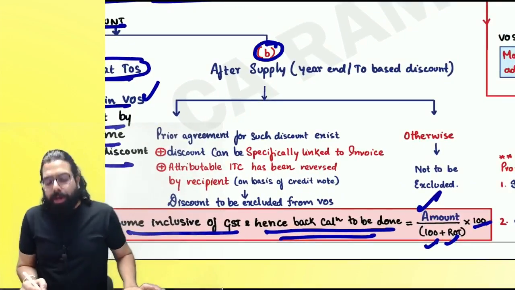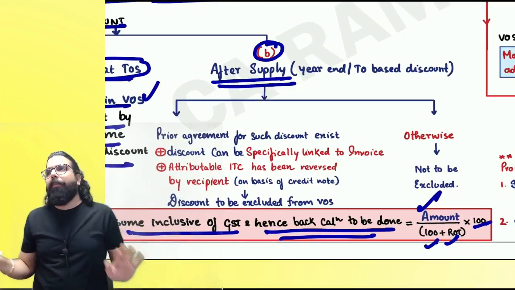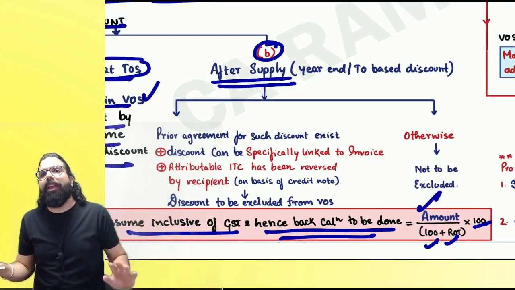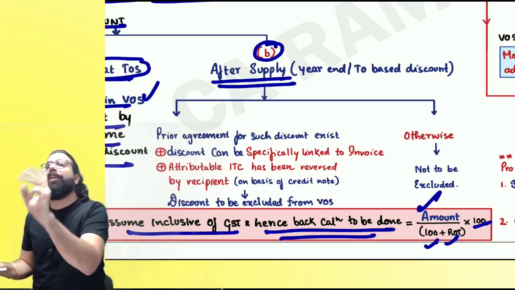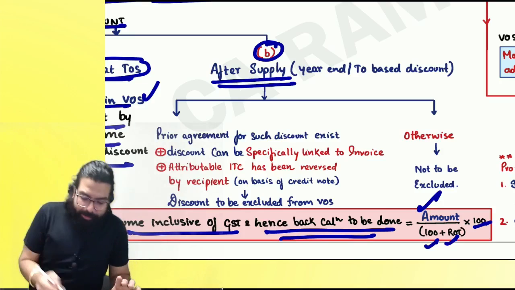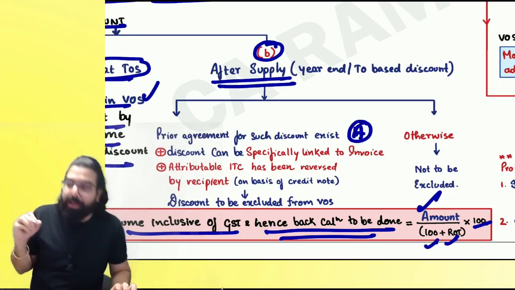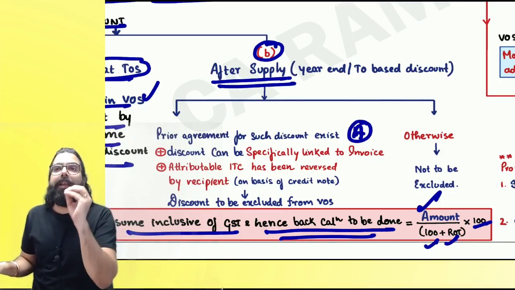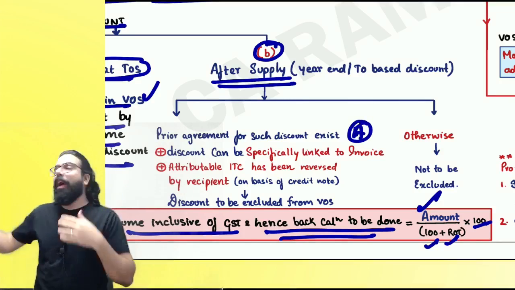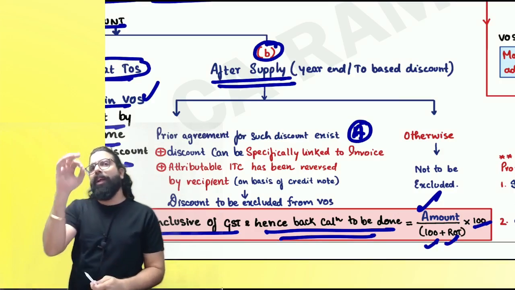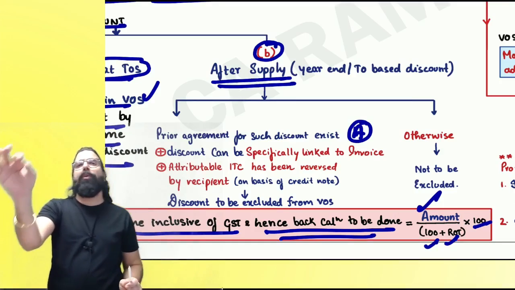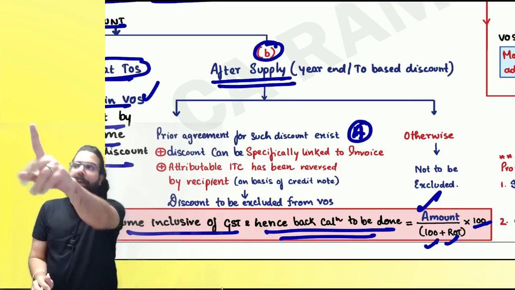Now B: after supply, if a discount is given, remember one thing. If after supplying you something, a discount is given, might be a year-end discount, etc., you always have to see three things. Did you have an agreement? A prior agreement has to be there. For example, I supplied one person an item worth 10,000 rupees. I told him if you can sell all the items by year end, I'll give you a 10% discount. So we have an agreement.